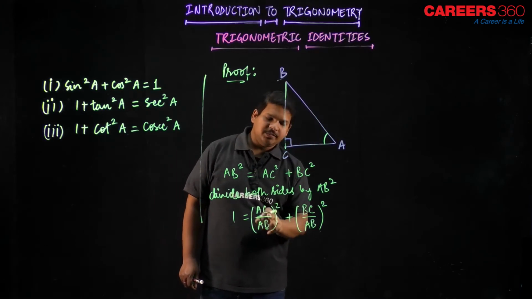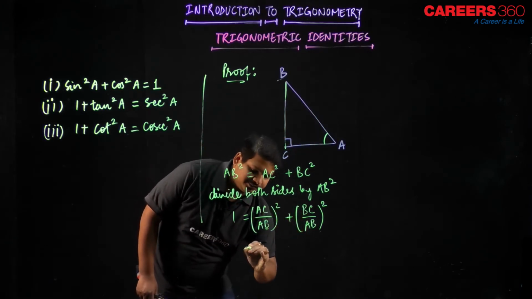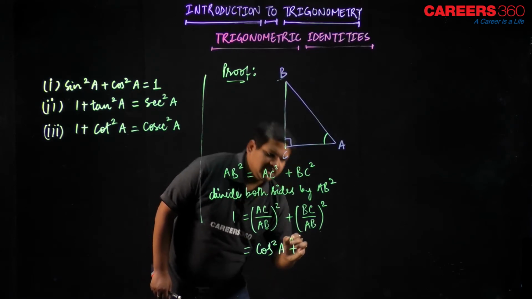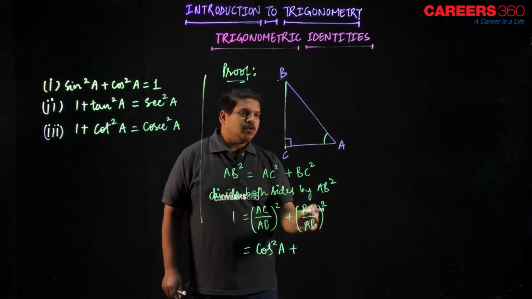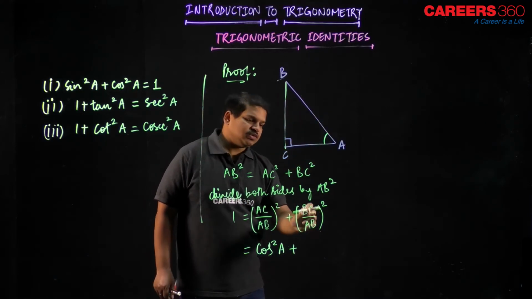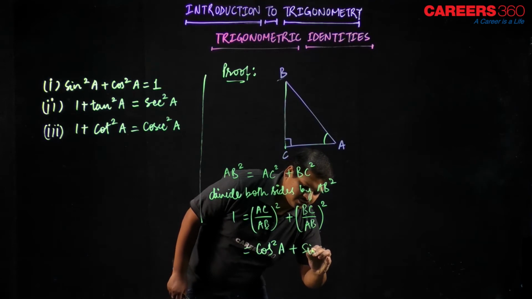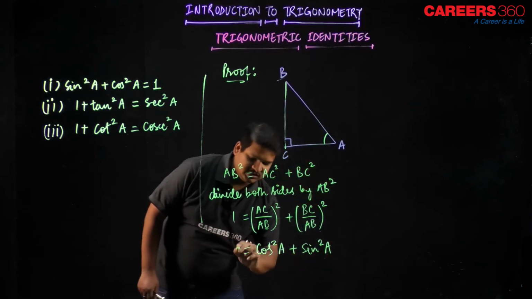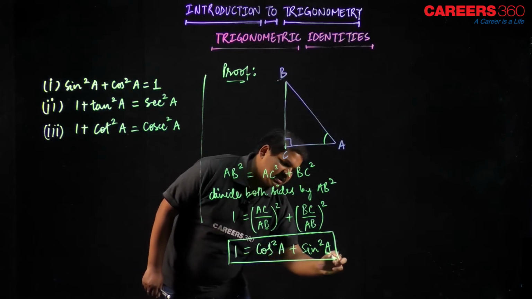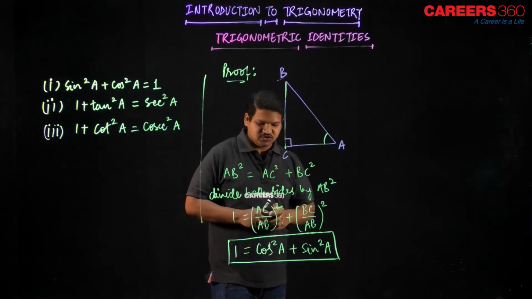So base upon hypotenuse is nothing but cos A, so this is cos square A, plus BC upon AB. BC is perpendicular and AB is hypotenuse. So this is nothing but sin square A, and this is equals to 1, and that was our first identity. I hope it is making complete sense to you.